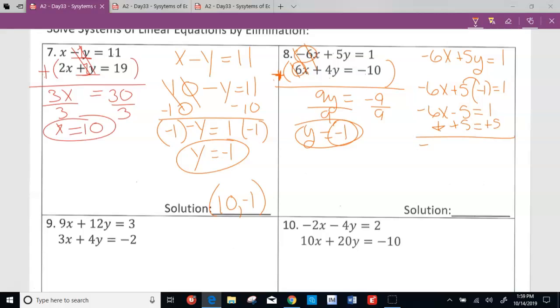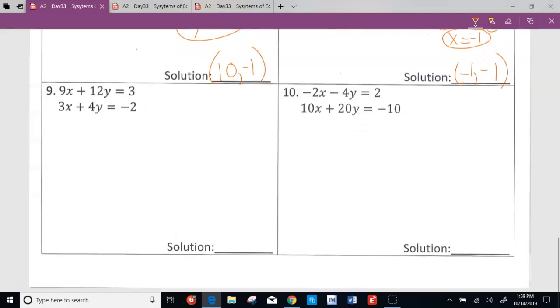Drop down the negative 6x. These cancel out. 1 plus 5 is 6. Divide everything by negative 6 on both sides to get x by itself. And I get x equals negative 1. Therefore, when x is negative 1, y was also negative 1. There is 7 and 8. Let's look at the last two now.